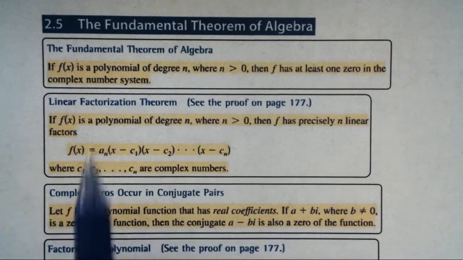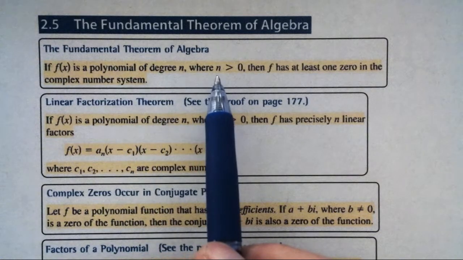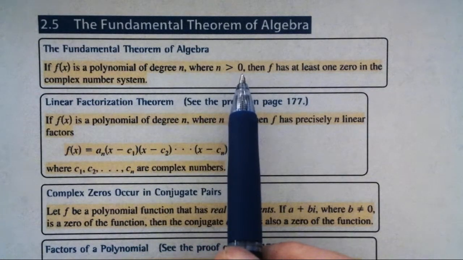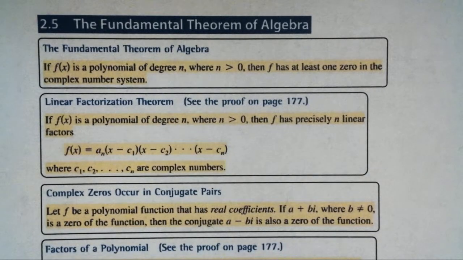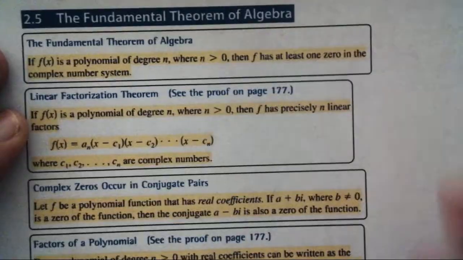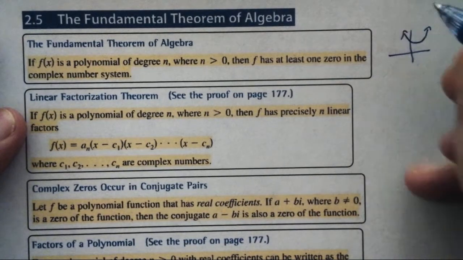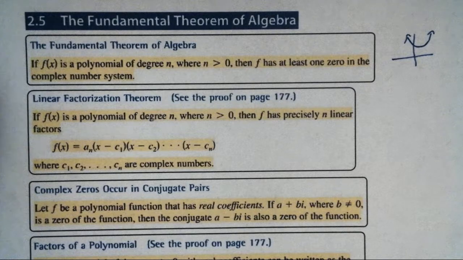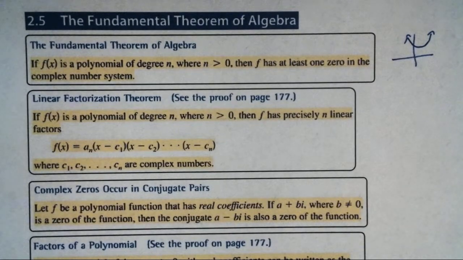Let's take a look. If we have a polynomial, and we all know what polynomials are, of degree n, where n is greater than 0, in other words, our polynomial isn't just f of x equals 7. There's at least an x term in it. Then f has at least one zero in the complex number system. Of course, here's a second degree polynomial whose parabola doesn't have any real zeros, but it's saying this would have at least one zero in the complex number system.